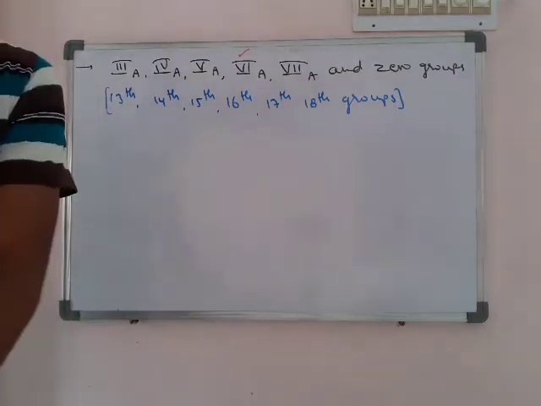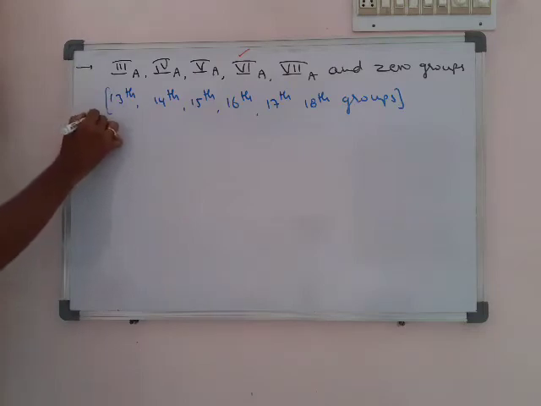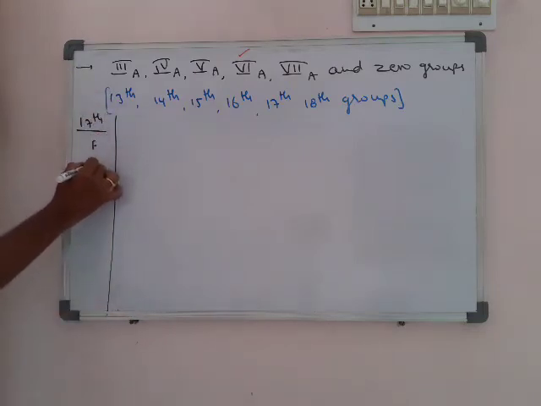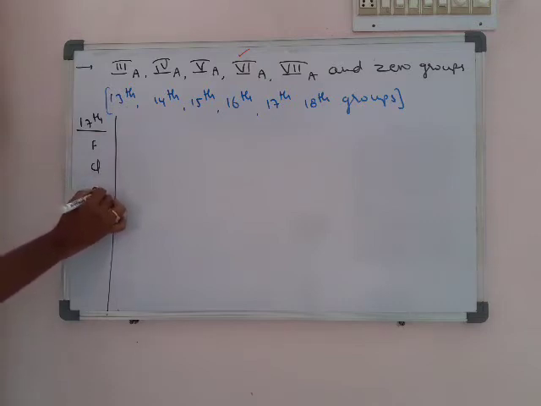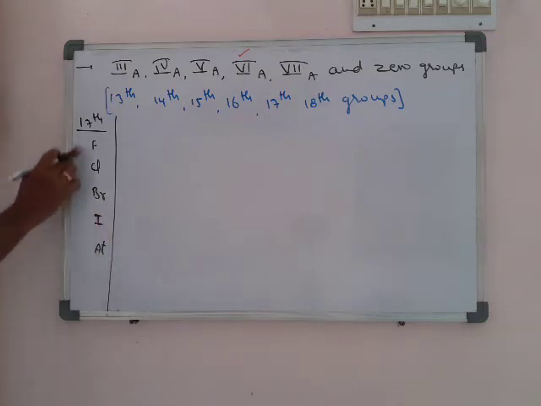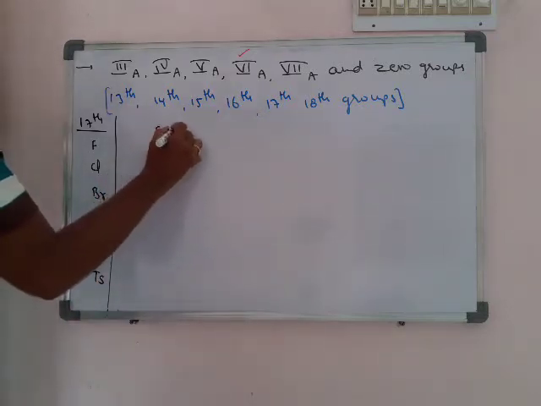Let's see the 17th group elements. So what are 17th group elements? Fluorine, chlorine, bromine, iodine, astatine, and the last one, 117, that is tennessine, that is Ts. Okay, tennessine. So compare the configuration.